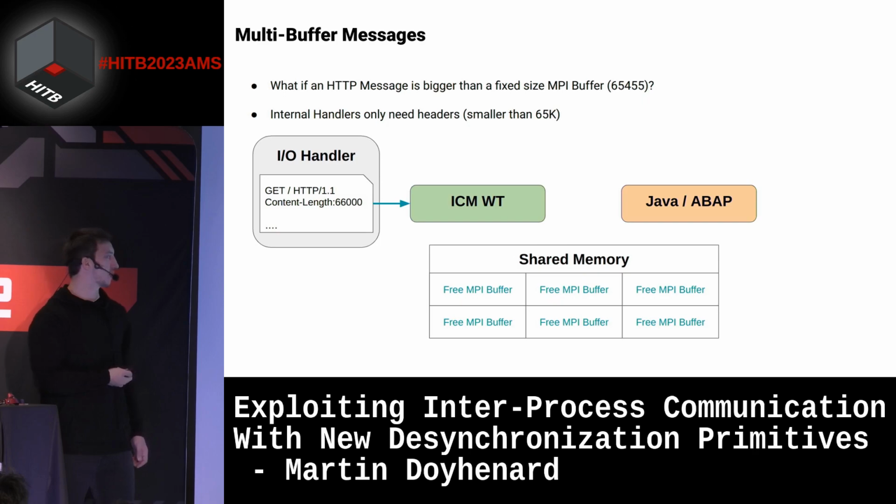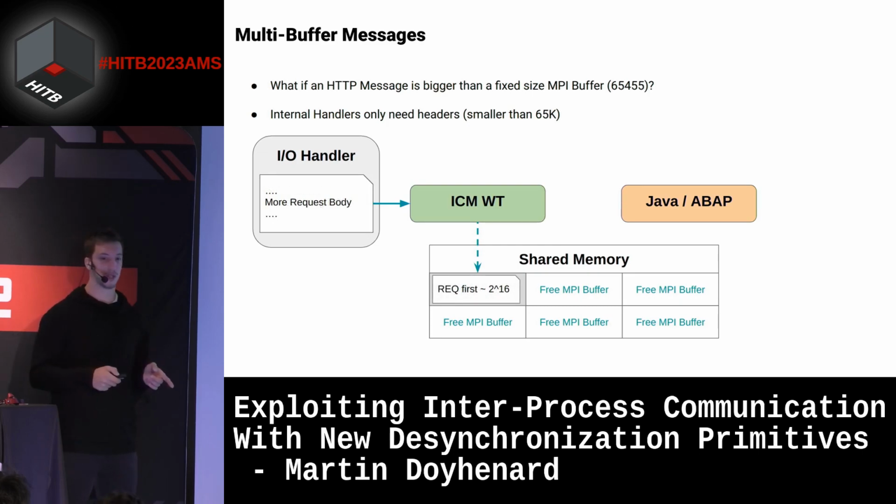So if we send a request with, for example, content length 66,000 bytes, the ICM will first reserve an MPI buffer. It will store the first 65 kilobytes of data, and then it will call the HTTP parser and the internal handlers. And that is because the internal handlers are not supposed to resolve really big requests. They are just going to see the headers, and they're going to try to resolve it using that. So they are not expecting to resolve a big request.